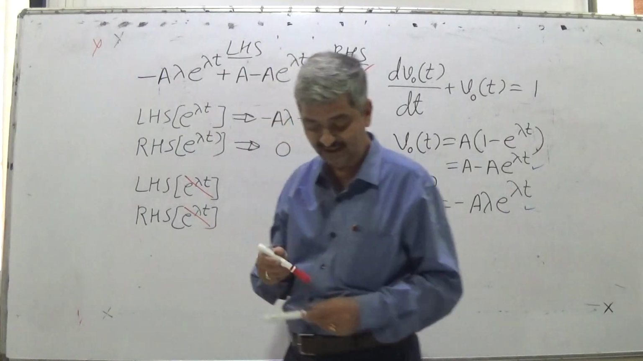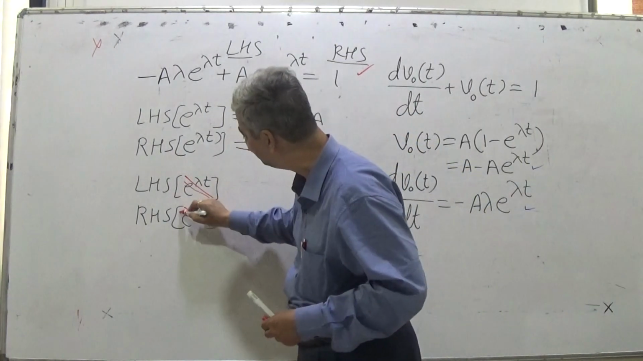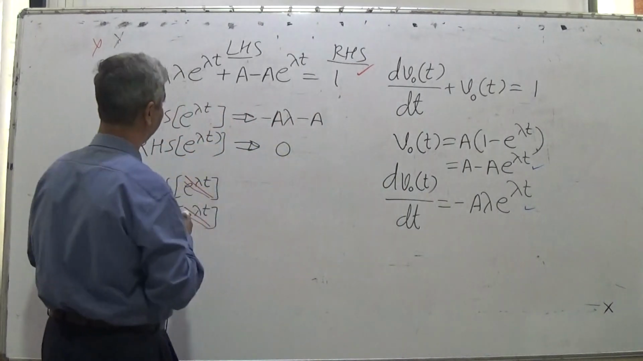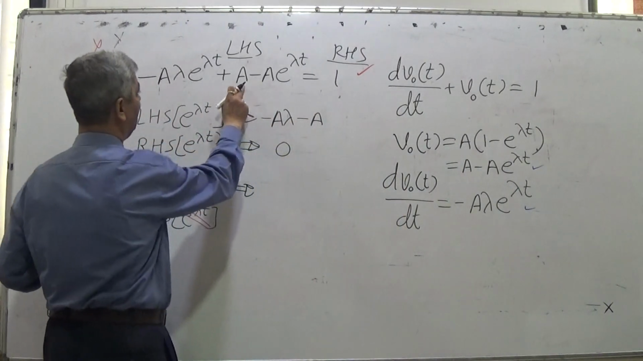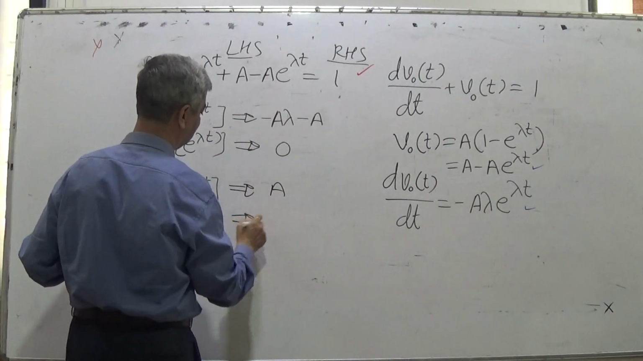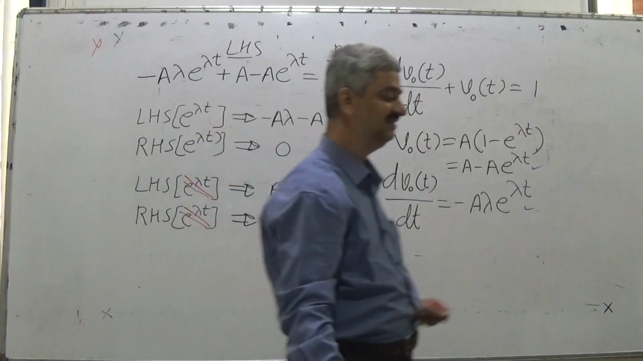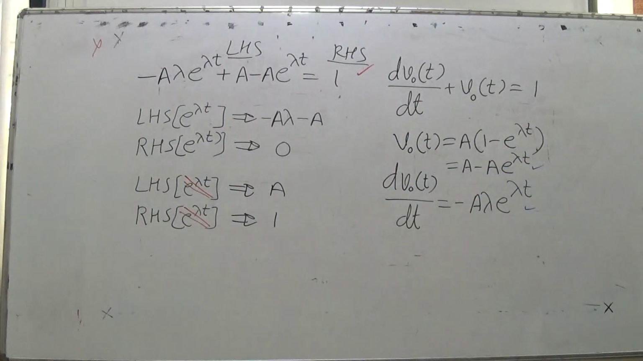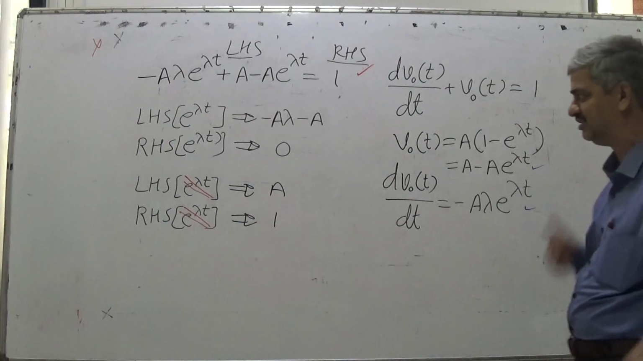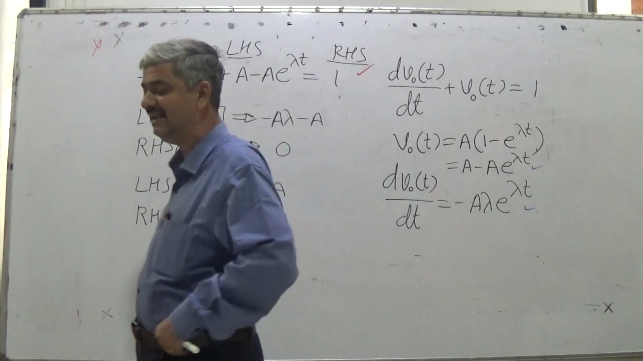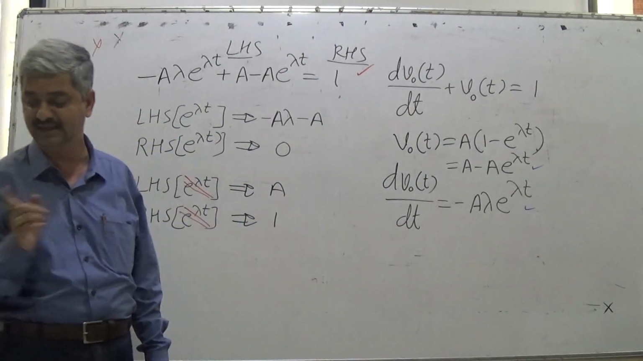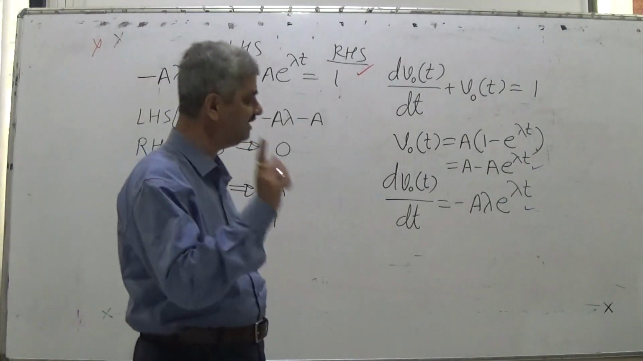e raised to lambda t नसलेल्या टर्म्सचे कोएफिशिएंट लेफ्ट हँड साइडला व्हाट आर दे? Only a, and right hand side say, and an equation which contains the term e raised to lambda t and without e raised to lambda t, that gets satisfied if and only if LHS of the terms containing e raised to lambda t is equal to RHS of the terms containing e raised to lambda t, and LHS of the terms not containing e raised to lambda t is equal to RHS of the terms not containing e raised to lambda t.